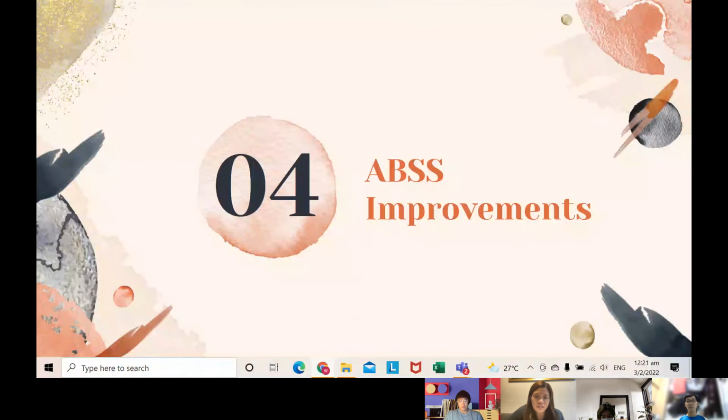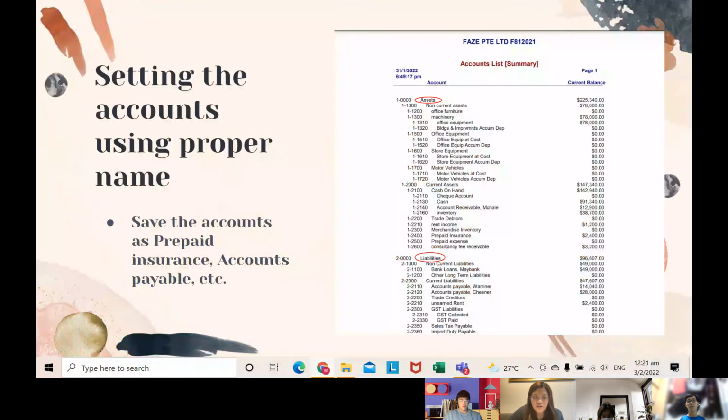So I'll be moving on to the ABSS improvements. The first ABSS improvement is to set the account using a proper name, for example, saving the account as accounts payable and prepaid insurance. It is important that the accounts are saved using proper names as account names are set to various categories to keep track of the business finances and to reflect what happened in an organized and consistent manner. Hence, ABSS software can change their layout and make recording journals easier and more accessible. I'll be moving on to the second improvement.